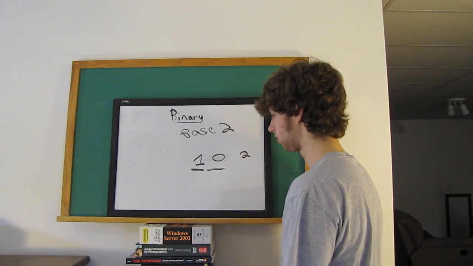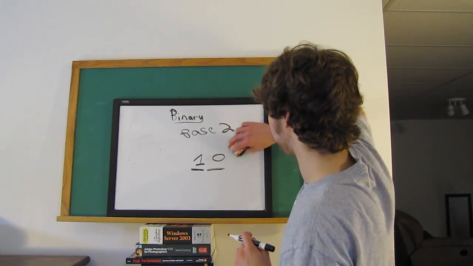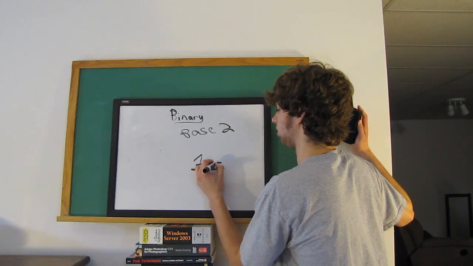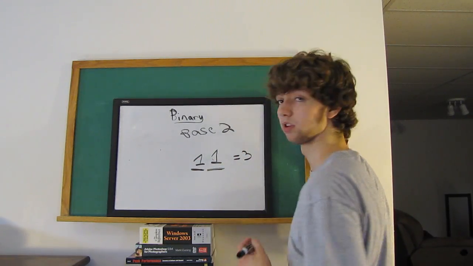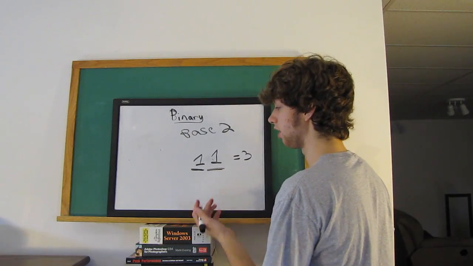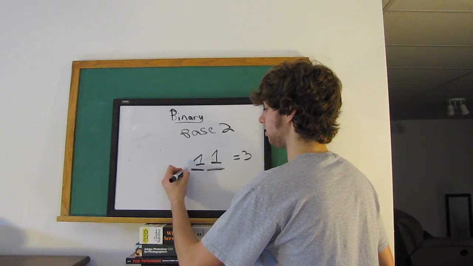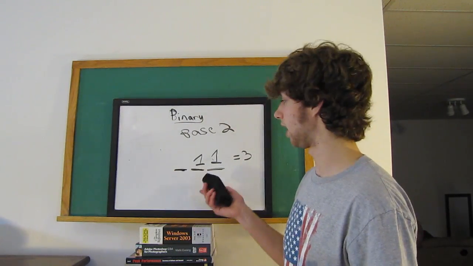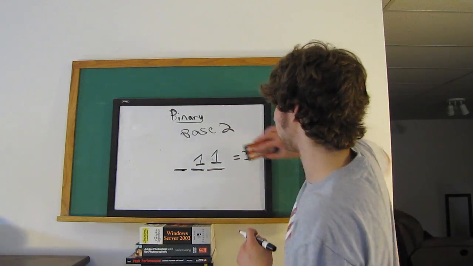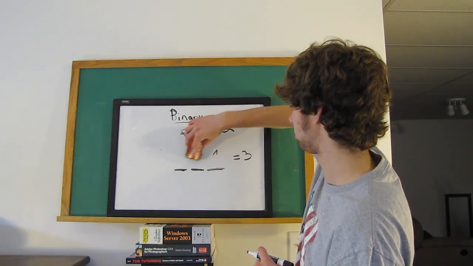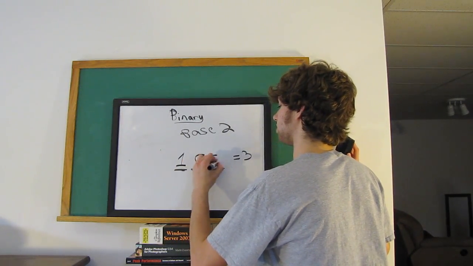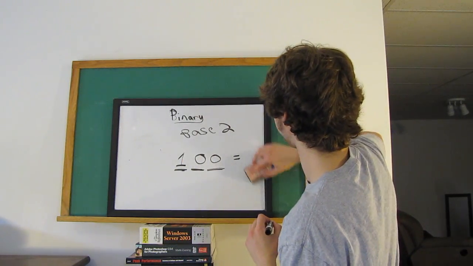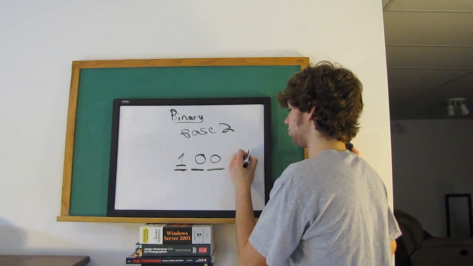If we keep doing it, so if we add 1, this is 3. Then if we add another one, we have to add another place marker because we can't have any extra numbers. Because we can only go to 1, we can't go to 2. So now we get 1, 0, 0, and this is equal to 4.